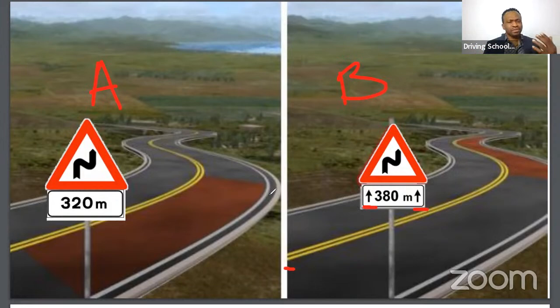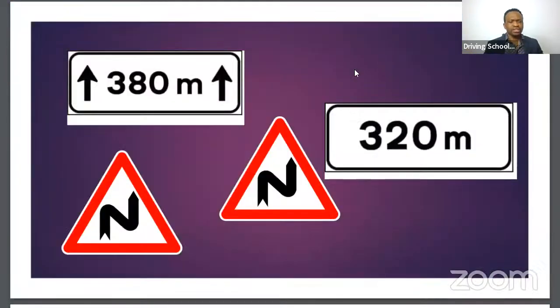Now, what are all these things telling us? We are going to, at first, try to dismantle this sign before we proceed to see what the answer is regarding the question we are having. In order to do that, I would like us to break this sign into this number of pieces. This is the 380, this is a sign on its own. 320 meters is also a sign on its own.